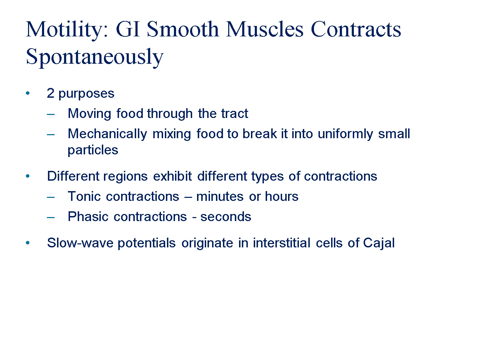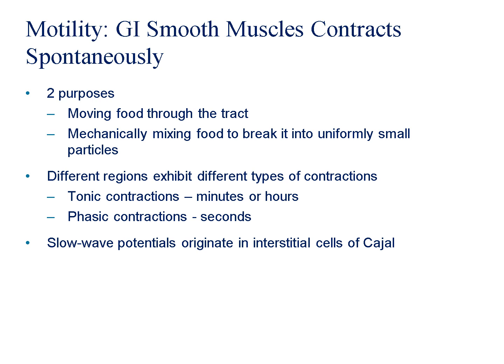The first task is propelling food through the digestive tract, allowing it to move efficiently from the mouth to the anus. The second is mechanically mixing food with digestive enzymes and secretions, breaking it down into uniformly small particles for optimal digestion and absorption. Different regions of the gastrointestinal tract exhibit distinct types of contractions.